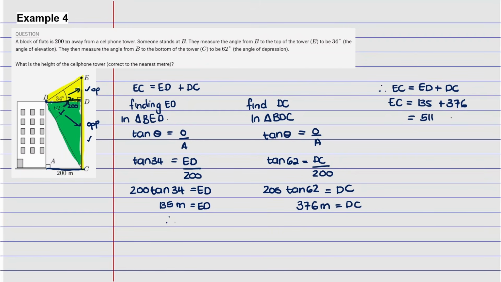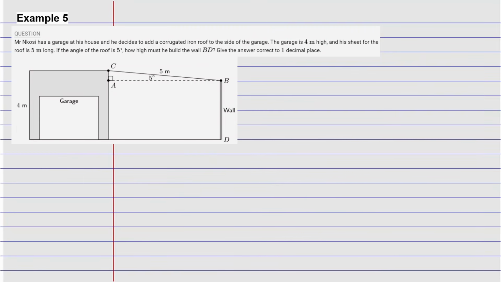511 meters. So the length of this whole tower is equal to 511 meters long. Hope that makes sense. So now we're going to do example 5.